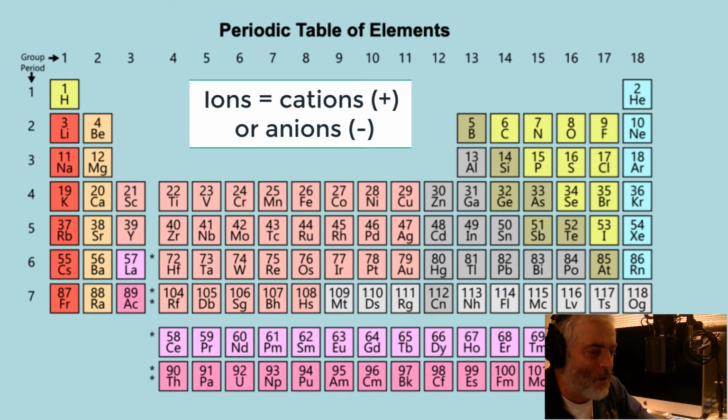And so those are the +1s on the left-hand side, the -1s over here on the right-hand side. If you come into the second column, -2s next to those. Those are ions. Ions have gained or lost an electron in order to have stability in their outer shells.